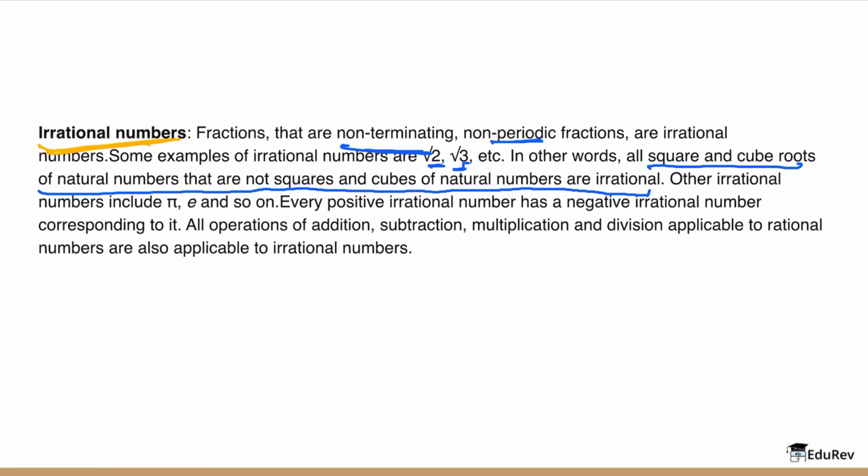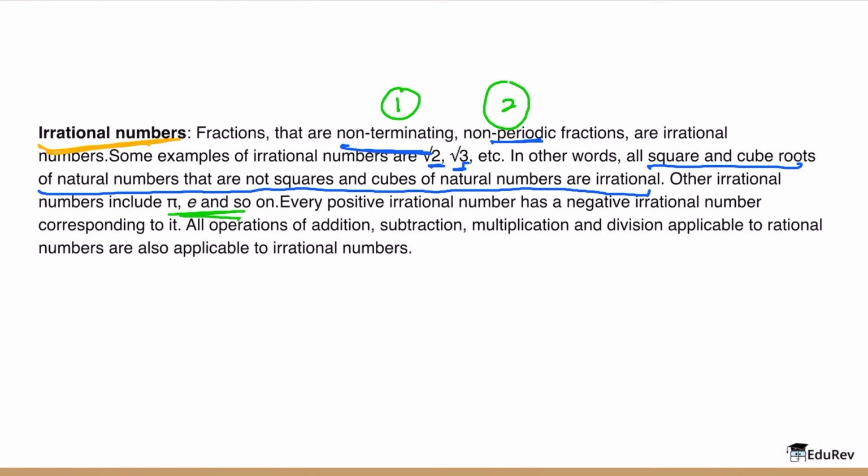So what are irrational numbers? Irrational numbers are the numbers which are, first, non-terminating, and second, non-periodic. Those ones are your irrational numbers. And all the square and cube roots of natural numbers which aren't actually the squares and cube roots of any number, or any natural number in that case, are your irrational numbers. Other irrational numbers will include your pi or e and so on.